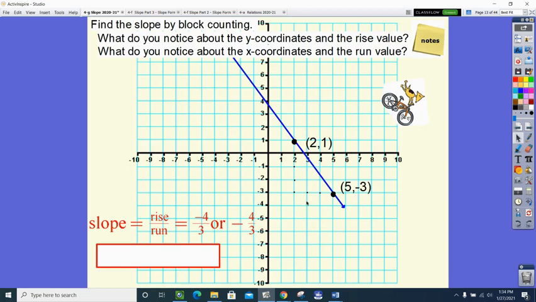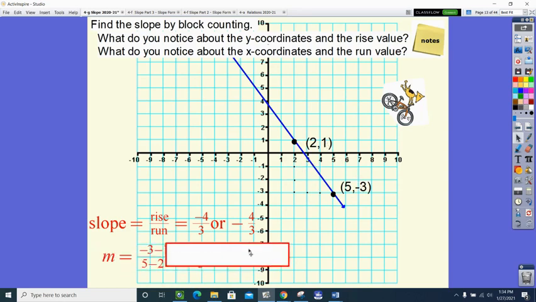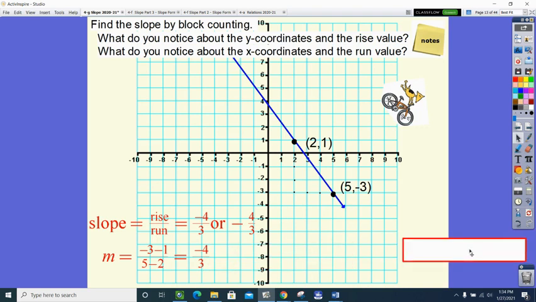let's take the idea we just did a second ago, and for our y's, look at our y's. So a 1 and a -3, and remember we subtracted them. So I'm going to take -3 minus 1, and I will get a -4. Now for the x's, for the run rather, I'm going to take the x's, and 5 minus 2 gives me a 3, and I get the same answer.